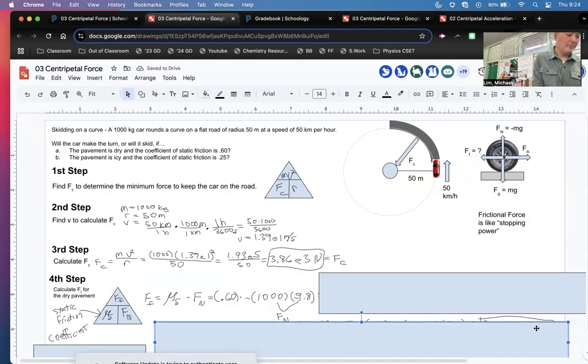Let me have someone who's here. Yale, grab a calculator. And you're going to put in 0.6 times negative 1,000 times negative 9.8.